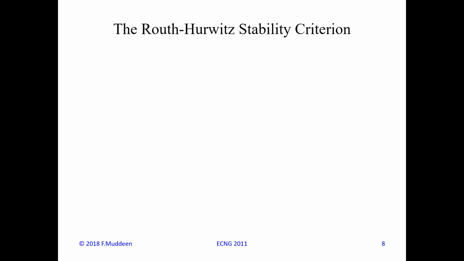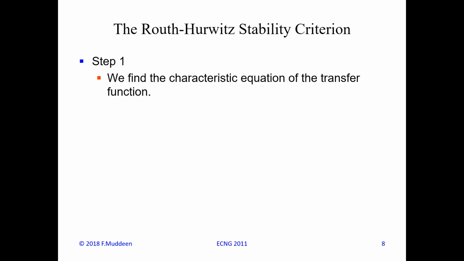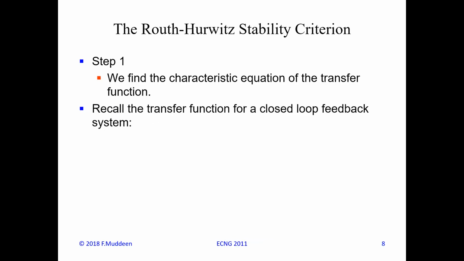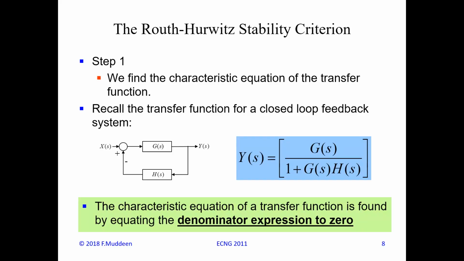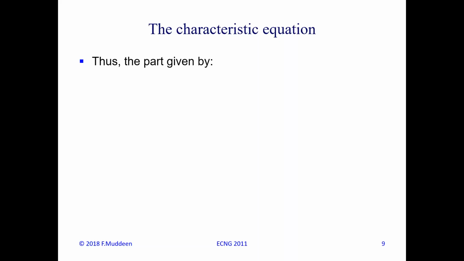So the first thing that we do with respect to this is that we find the characteristic equation of the transfer function. If you recall the transfer function for our closed loop feedback system, where G(s) is on the feed forward part and H(s) is on the feedback part, we know that Y(s) is equal to G(s) divided by 1 plus G(s)H(s). And the characteristic equation is when we set the denominator of that transfer function equal to 0. So 1 plus G(s)H(s) is going to be 0.